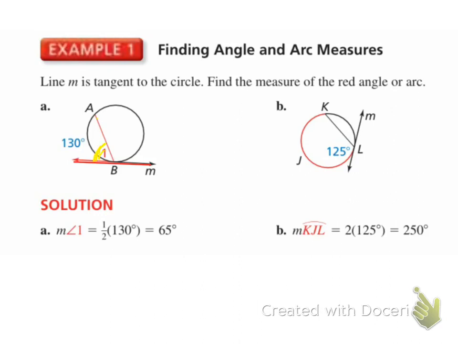I know that by the tangent and intersected chord theorem, theorem 10.14, this angle is always half of the intercepted arc. Whatever angle is formed by the tangent and the chord, that's half of the intercepted arc. So angle 1 is half of 130, which is 65 degrees.